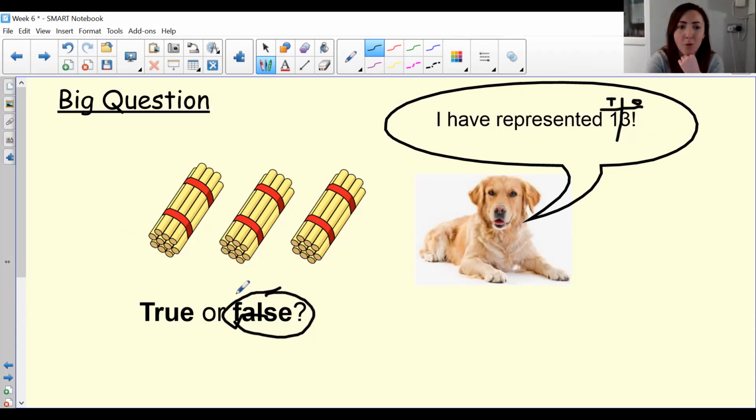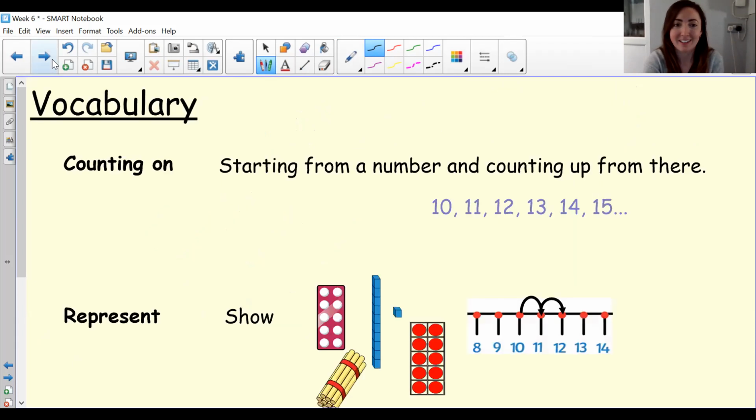Now this does not show 1 ten and 3 ones, does it? What has Stevie represented here? Stevie has 1, 2, 3 tens. And how many ones? 0 ones. So Stevie has actually represented 30, not 13. She's got her teen numbers and her tens muddled up. She's represented 30 instead. Well done if you worked that one out too.